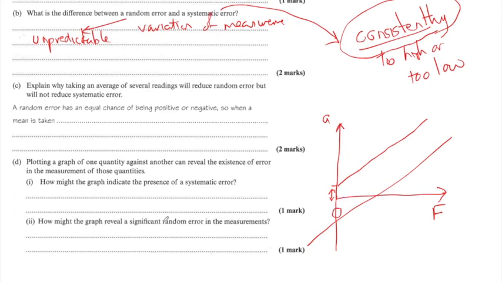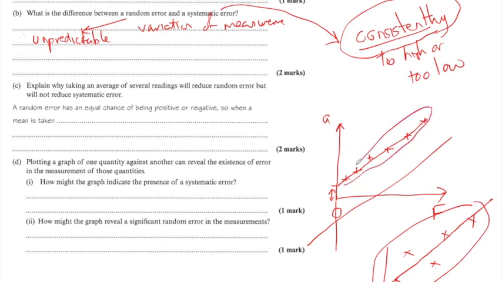How might a graph reveal a random error? Well, again, the same sort of concept. If you have plots all over the place, but there's roughly a pattern like that, then you know there's a fair degree of variation, quite a lot of random error. But if the plots are all close to the line of best fit, like here, you know your measurement has been fairly accurate, very close to the true value, with the exception of the systematic error. So you've been consistently too high, but not too far away from what it should have been. So this has very little random error, but it has got a systematic error.